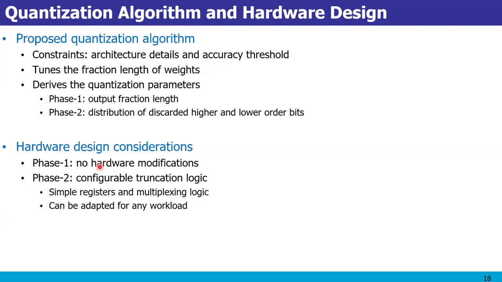For phase 2, there is a slight change because in the conventional way, you were just discarding a fixed number of LSBs, but now you have to configurably discard a few LSBs and a few MSBs. So you need a selection logic, which can select a subset of the output bits given a certain offset value. So it's very simple. It just requires a couple of registers and a multiplexing logic. And since you can configure the offset in the register, you can adapt it to any workload post fabrication.